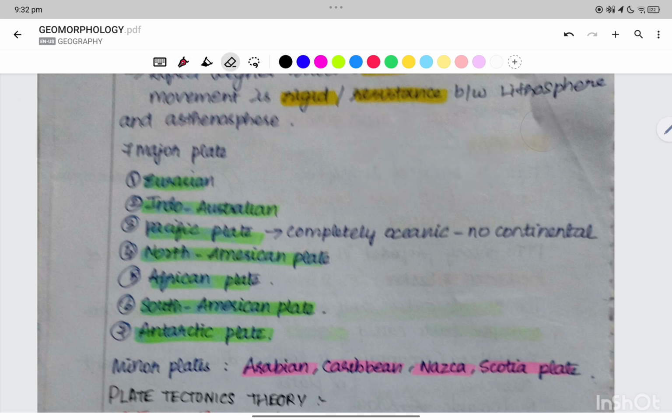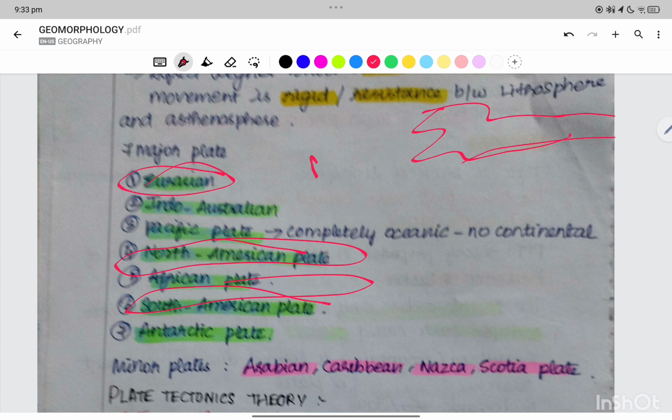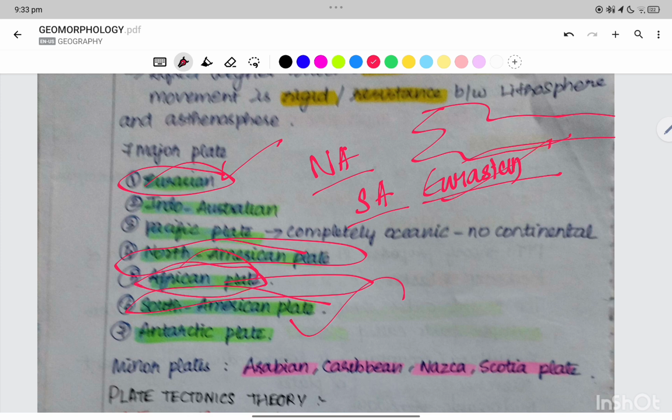Now, what are the seven major plates? First, let us complete the Americas: North American plate, South American plate. Then Europe and Asia together make the Eurasian plate. Then we have the African plate, Pacific plate, Antarctic plate, and Indo-Australian plate. The Pacific plate is completely oceanic with no continental part.